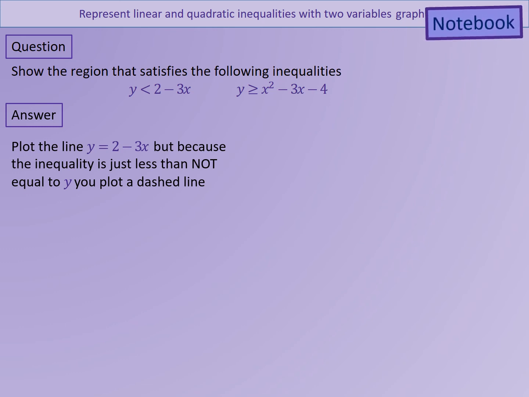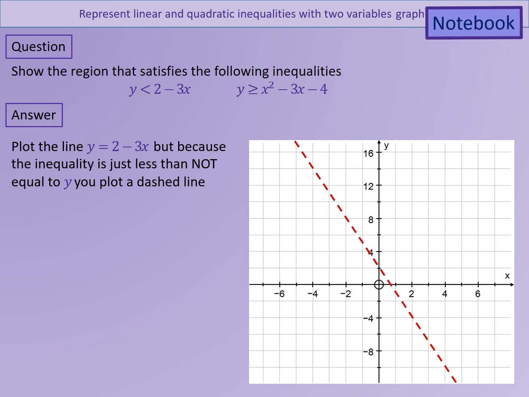And we are going to first of all look at drawing the line of y equals 2 minus 3x. And this line would be a straight line with a gradient of minus 3. It has a y-intercept of 2 and it has an x-intercept of 2/3. And again, you know all those skills from the straight line work that we did in a previous presentation.